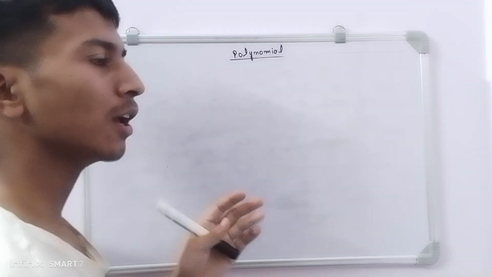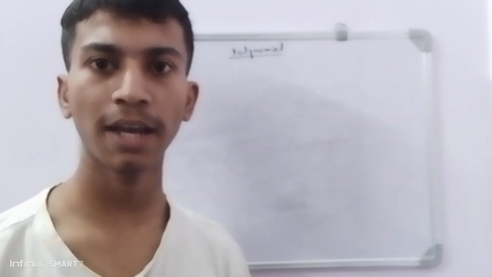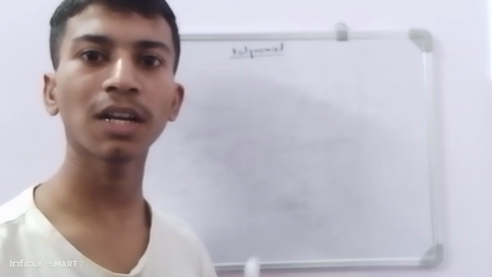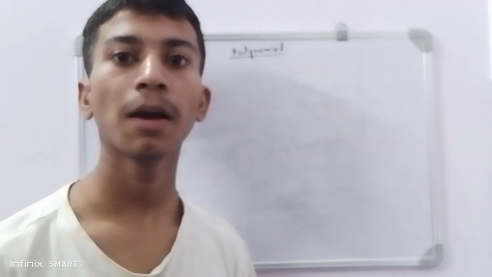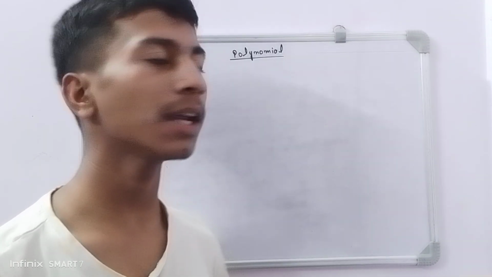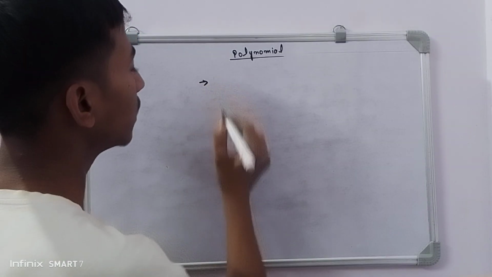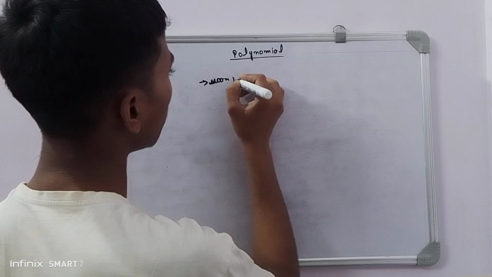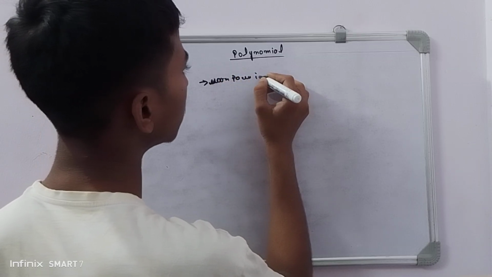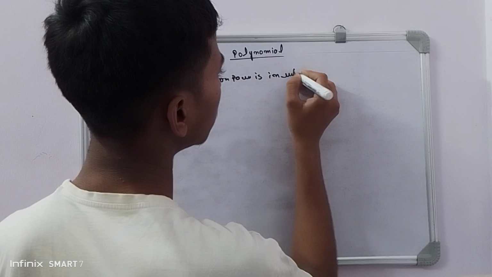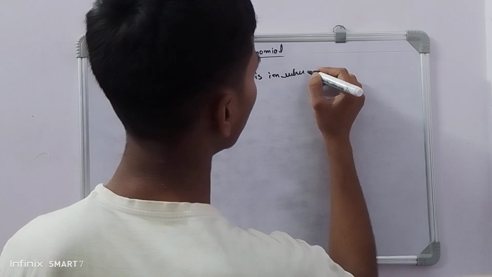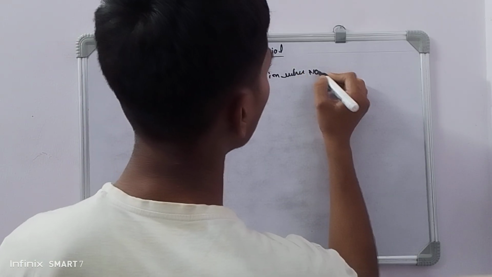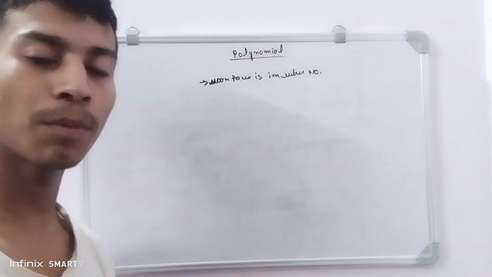So first of all, what is the polynomial? What is the meaning of polynomial? If you look in the class 10th or 9th mathematics book, you will get a very long definition of polynomial, but I am going to give it to you in a very simple way. When the variable power is a whole number, then it is called a polynomial. A variable power that is a whole number is called a polynomial.